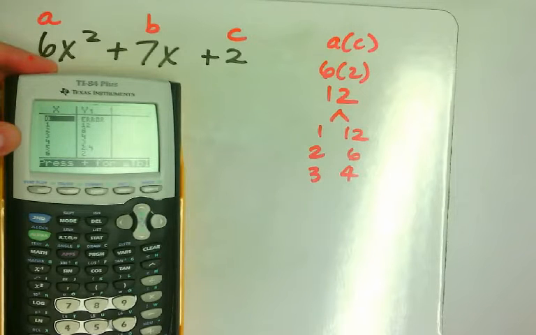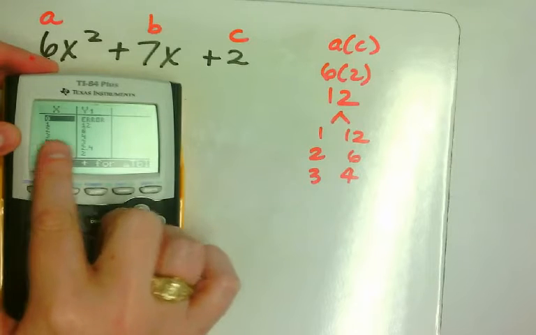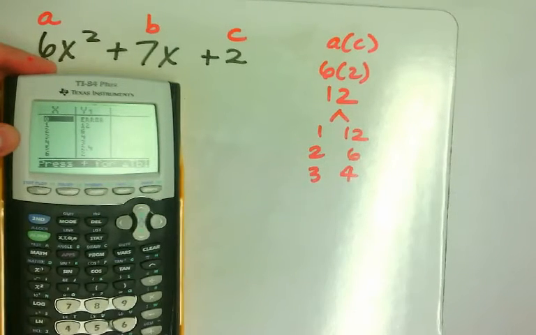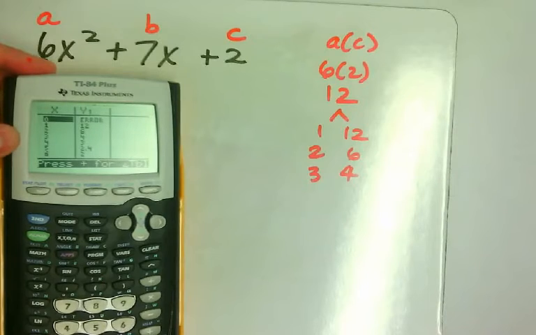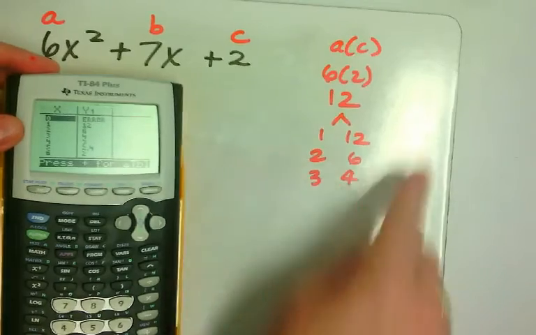So the second graph gets me the table. Do you see 1 and 12, 2 and 6, 3 and 4, 4 and 3? And then do you see how 5 is 5 and 2.4? If it has decimals, you're going to ignore it. Okay, we don't need it. We only want the whole numbers here. Okay, so these are my factor pairs.